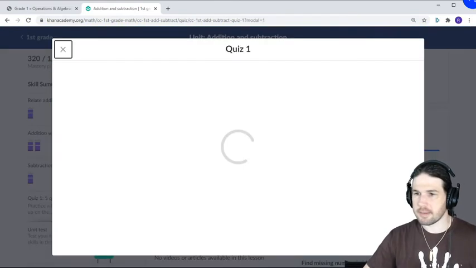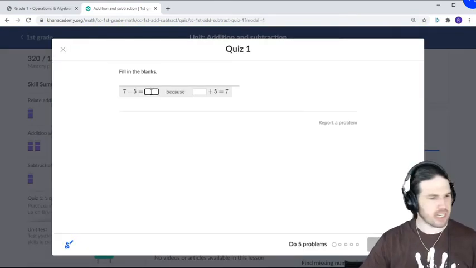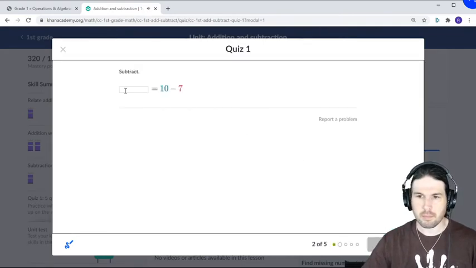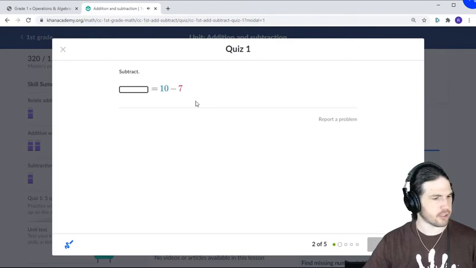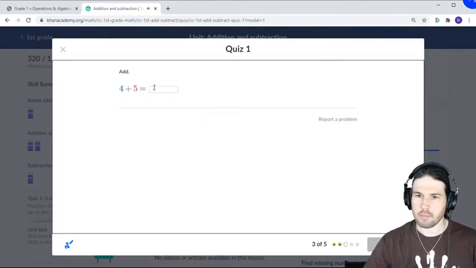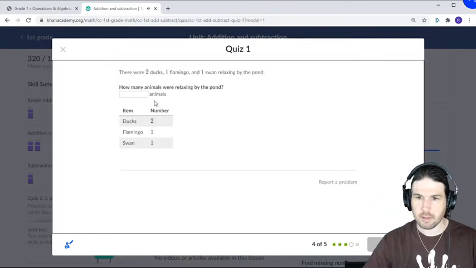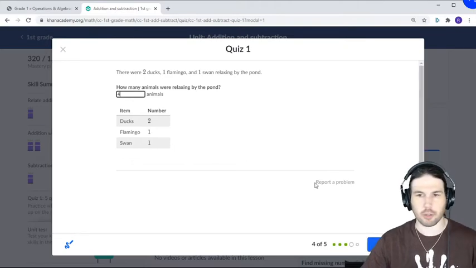Let's do a quiz. 7 minus 5 is 2 because 2 plus 5 is 7. 10 minus 7 is 3. 4 plus 5 is 9. I see 2 animals. One animal is 3 and another animal is 4. There are 4 animals total relaxing by the pond.